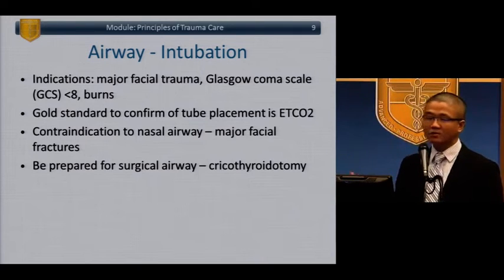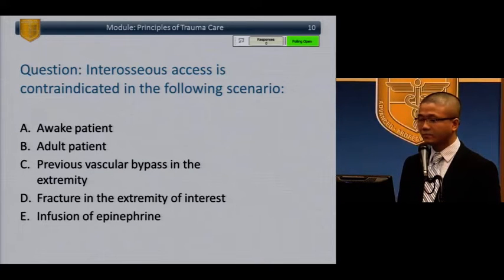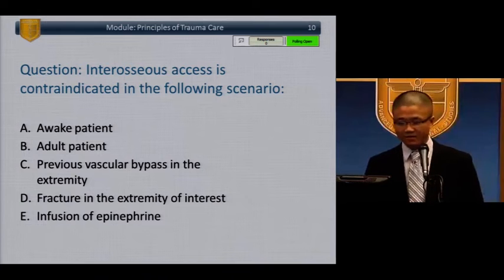Okay, we talked about the contraindications in nasal airways, particularly major facial fractures. And of course, we're all surgeons sitting here, so we're always prepared for a cricothyroidotomy. Okay, next question. Intraosseous access is contraindicated in which of the following scenarios?